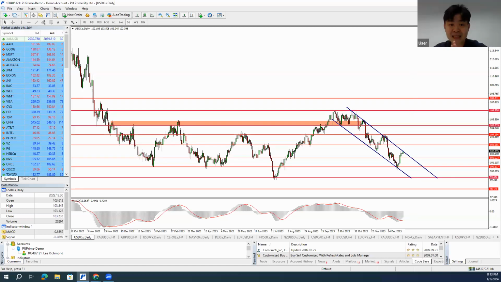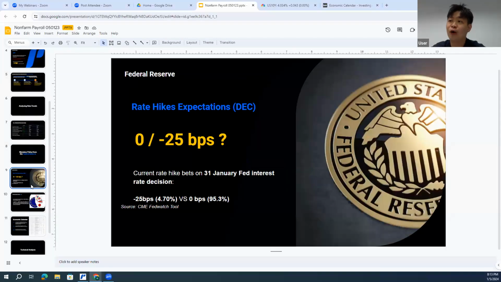This is not a statement from me. This is a statement from Federal Reserve members, even Jerome Powell, and according to CME FedWatch, a lot of people are also expecting the Fed to consider cutting the interest rates. So this is a highly focused thing.